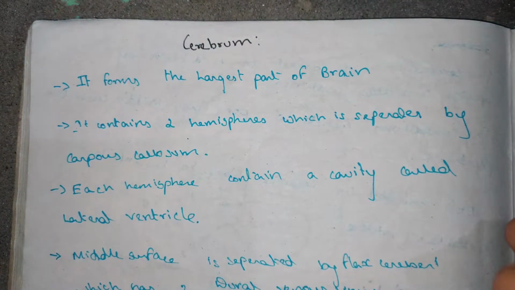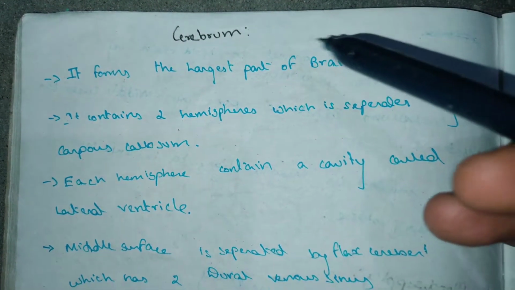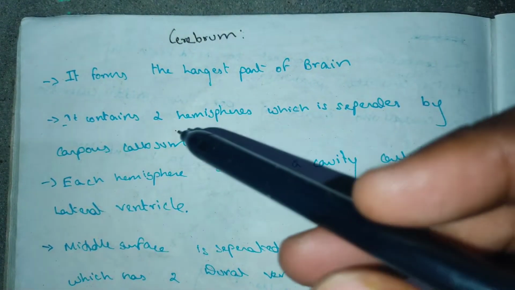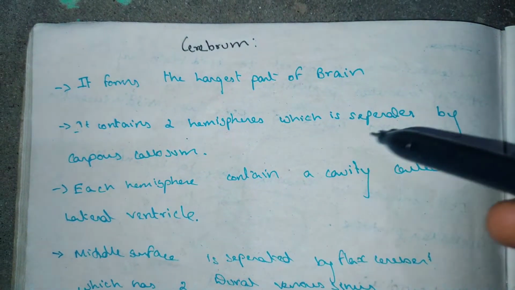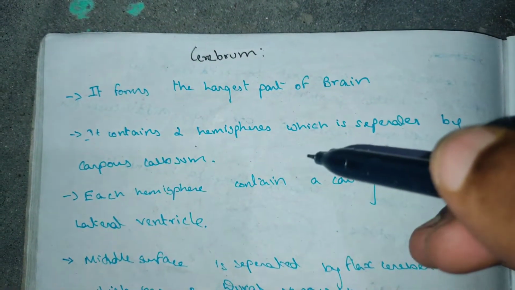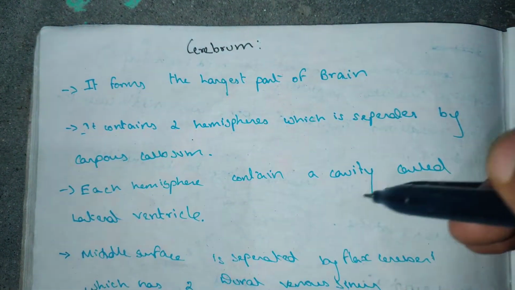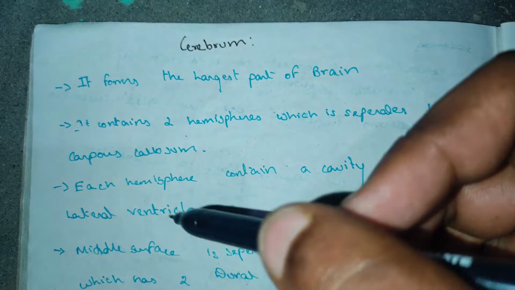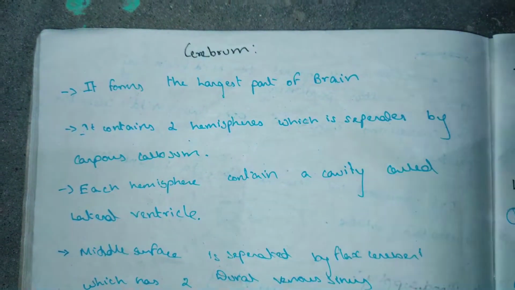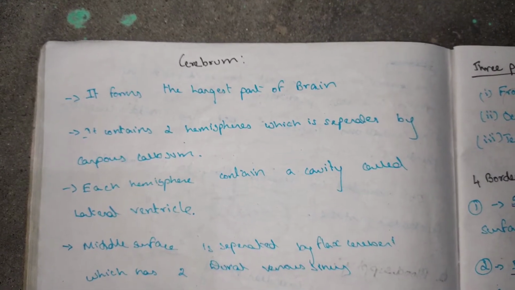In this video, we are going to see about the cerebrum. It forms the largest part of the brain and contains two hemispheres which are separated by the corpus callosum. Each hemisphere contains a cavity called the lateral ventricle.